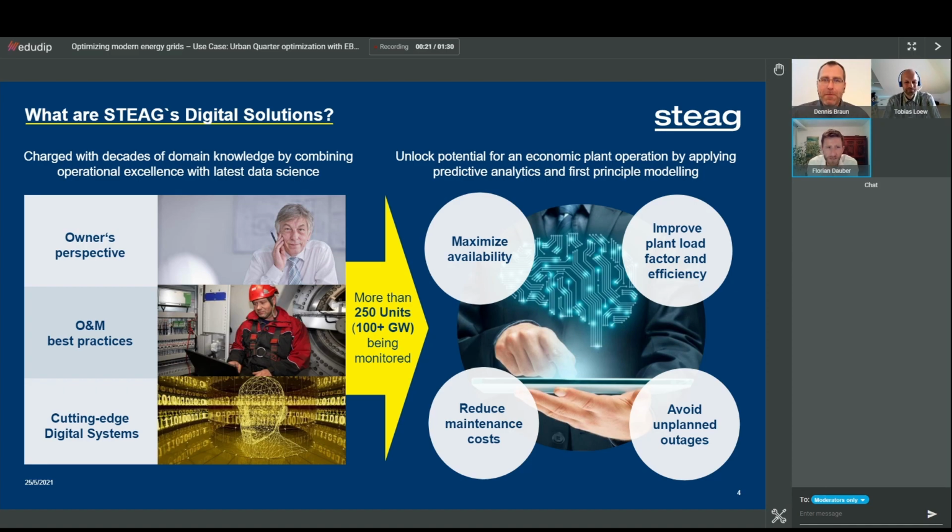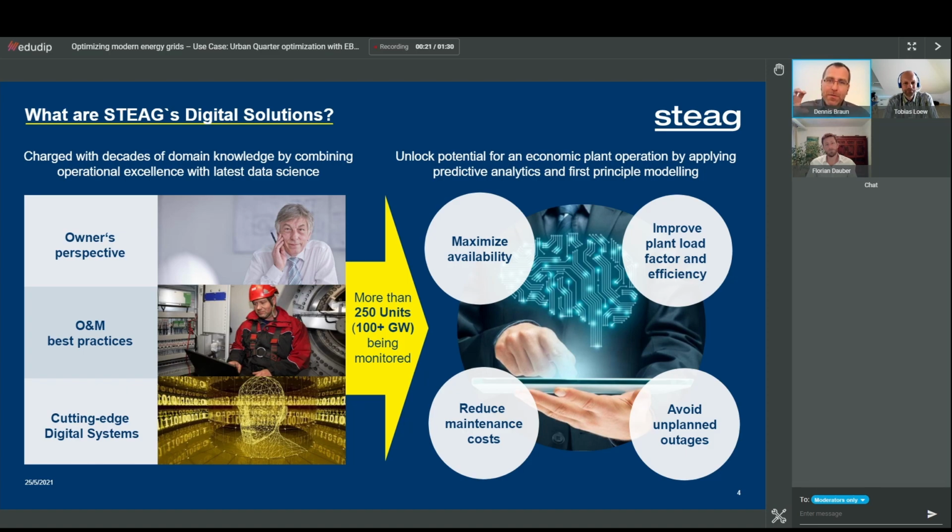I think what is special about STEAG is that we actually can deliver all of those three aspects. We have the owner's perspective, we have the best practice for O&M, and we have the digital systems with a background of over 20 years. Having all those three parts covered in one company, I think this is unique. Absolutely, and that is closely integrated. We work together, we have projects together within the company. I think that's a very strong point of ours.